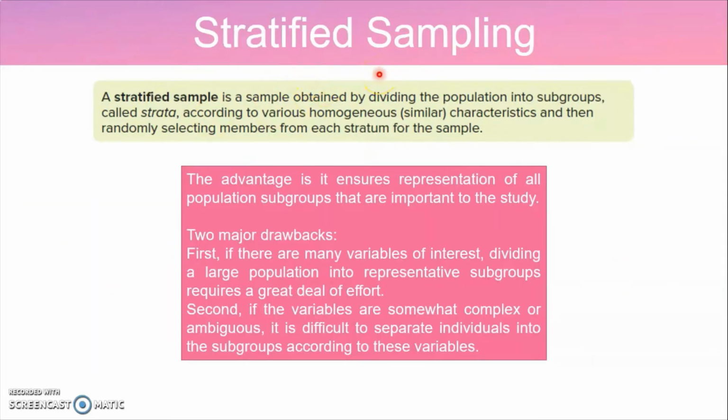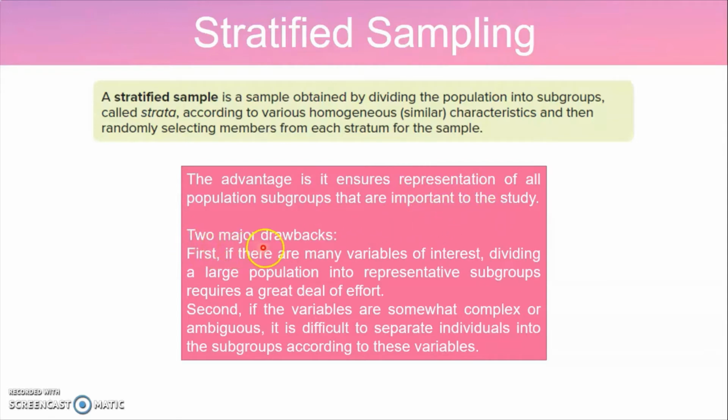Stratified sampling. In this type of sampling, we need to divide the population into subgroups called strata according to various homogeneous characteristics, and then randomly select the members out of each stratum for the sample. The advantage of using this sampling is it ensures representation of all population subgroups that are important to the study.